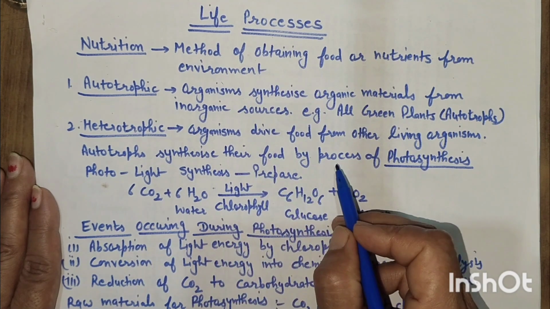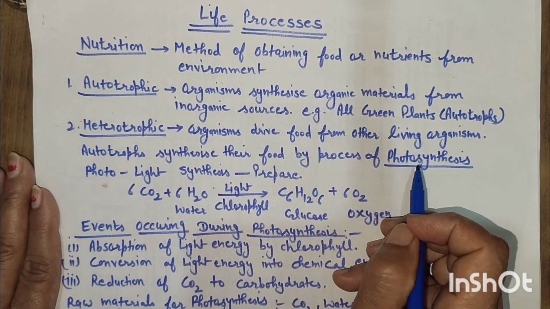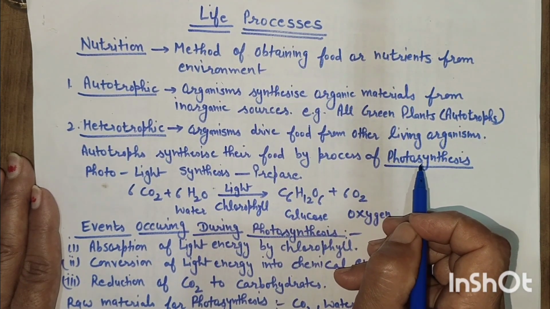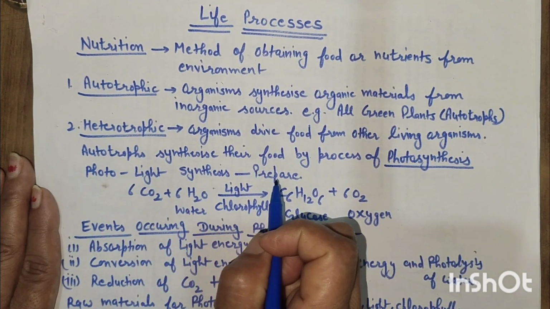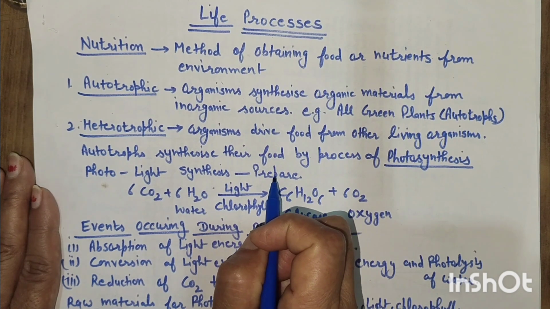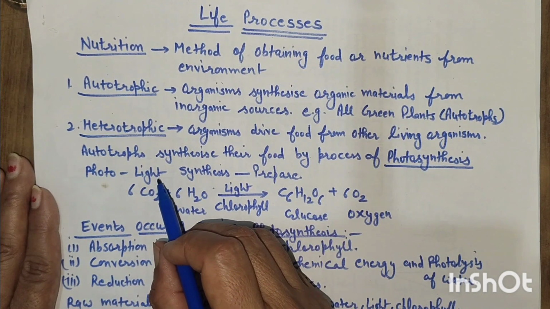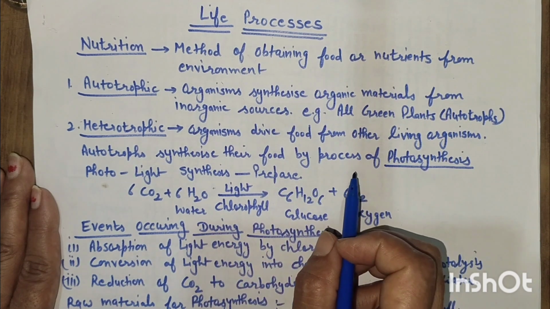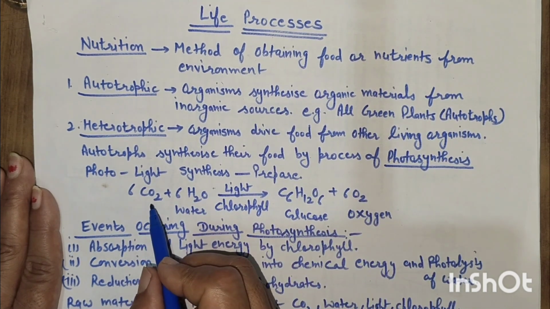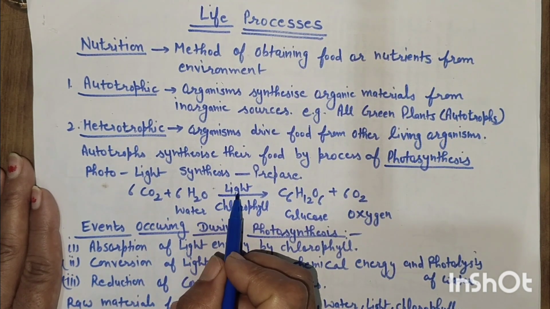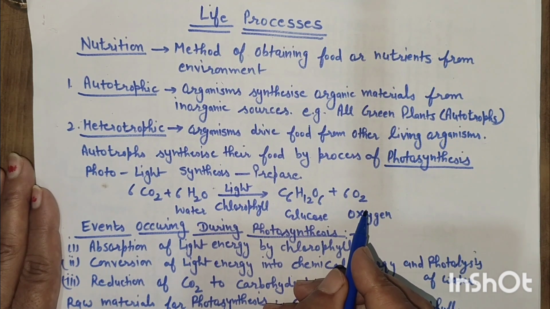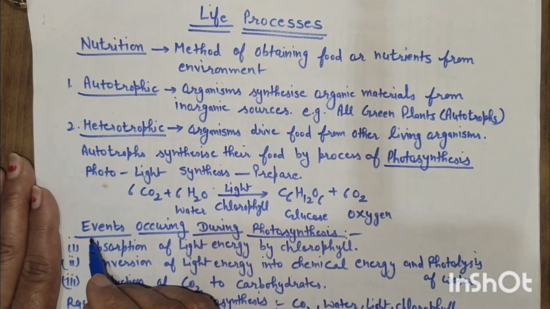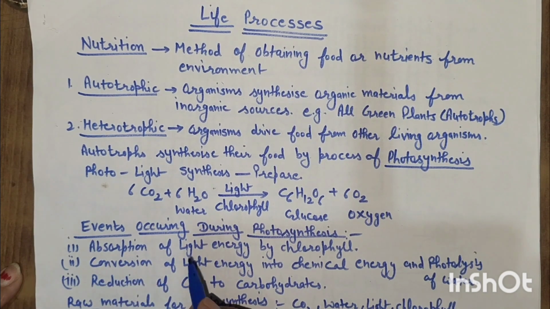Autotrophs synthesize their food by the process of photosynthesis. Photosynthesis breaks down into two words, photo and synthesis. Photo means light and synthesis means prepare. It means plants prepare their food in the presence of light. For this they need carbon dioxide, water, light, chlorophyll, and they produce glucose in the form of starch, and oxygen is released.